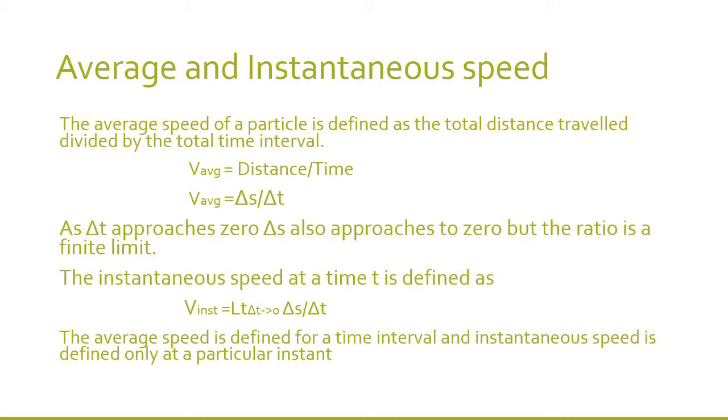Now, average and instantaneous speed. The average speed of a particle is defined as the total distance traveled divided by the total time interval. So, v average is equal to distance divided by time. As delta t approaches 0, delta s also approaches 0, but the ratio delta s by delta t has a finite limit. The instantaneous speed at a time t is defined as the limit delta t tends to 0 of delta s by delta t. The average speed is defined for a time interval, and instantaneous speed is defined only at a particular instant.